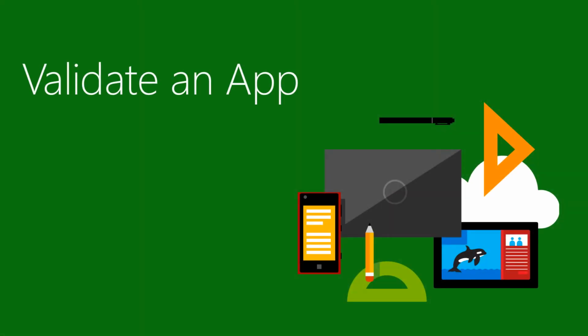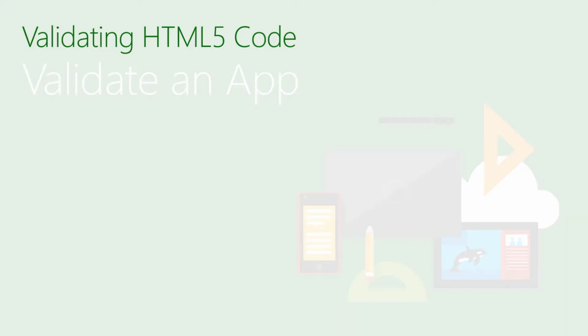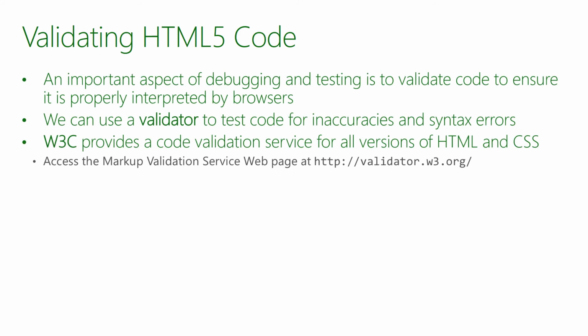Next up, validating an app. How can you validate HTML5 code? Well, you can use a validator to test code for inaccuracies and syntax errors. W3C provides a code validation service for all versions of HTML and CSS, and you can access this from validator.w3.org. The purpose of a validator is to ensure that the code is properly interpreted by browsers.